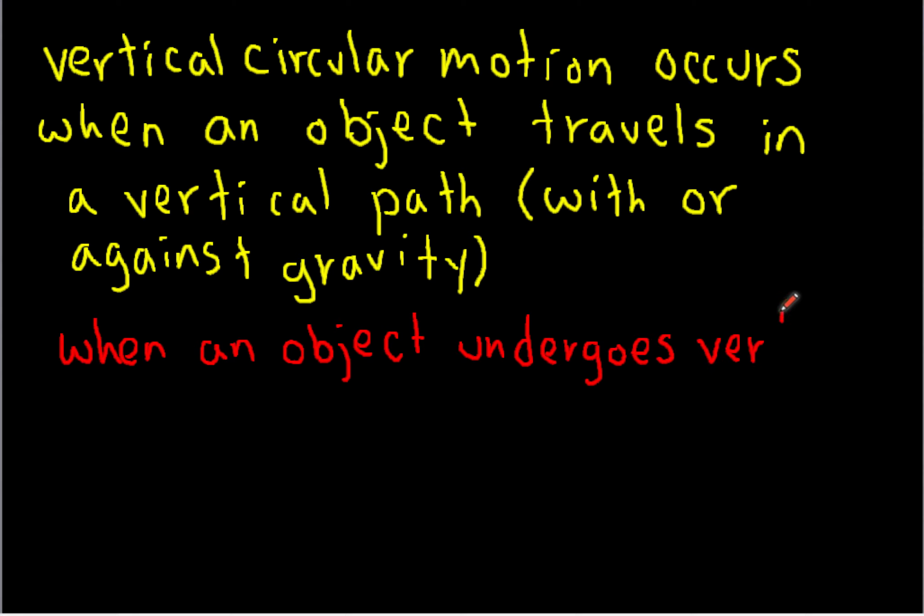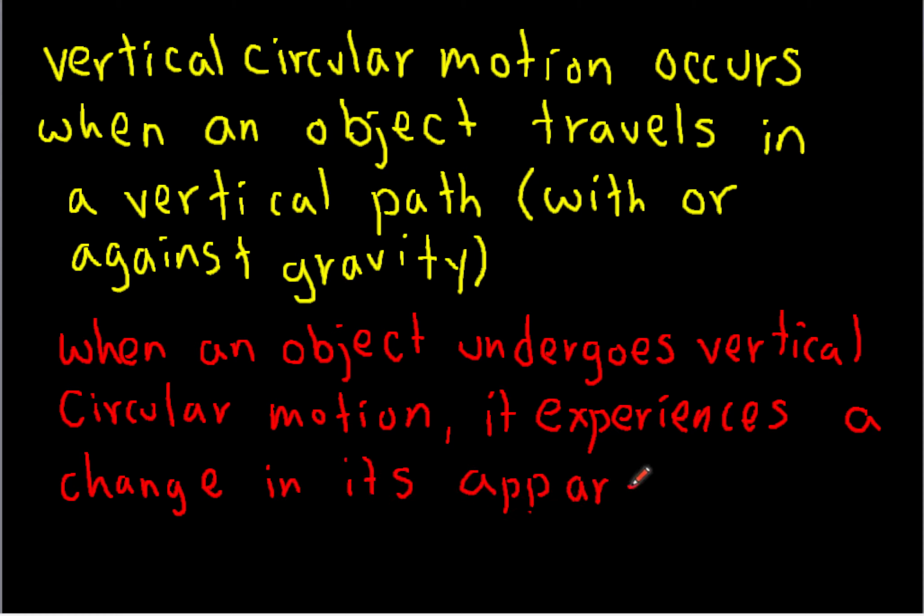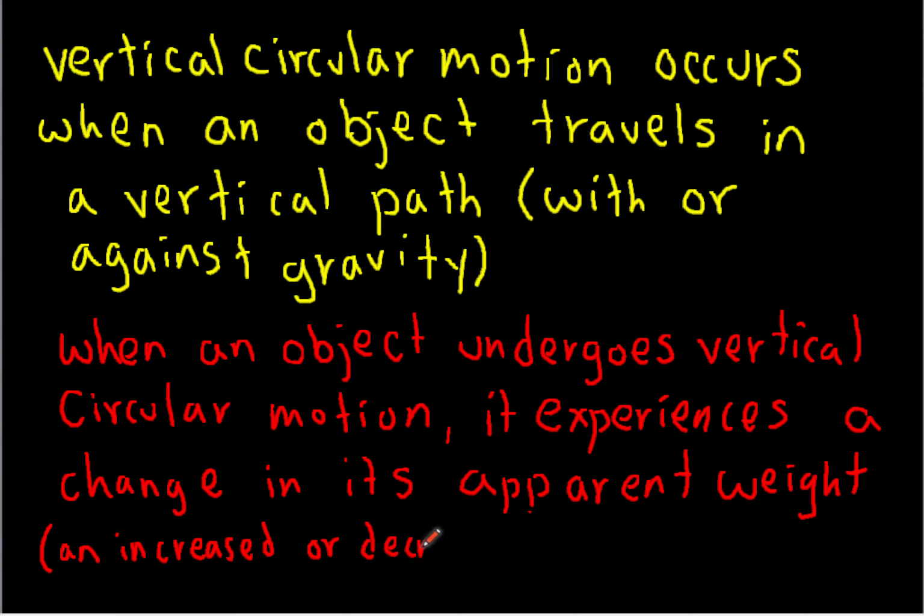it experiences a change in its apparent weight, or its g-force. Now, recall from back in the forces unit, we learned that apparent weight is equivalent to the normal force acting on an object. So, as a result of the vertical circular motion, there is a change in normal force pushing on the object. Because of the change in apparent weight, we have an increased or a decreased g-force, which can have some physical effects on the body if it's a person undergoing vertical circular motion.